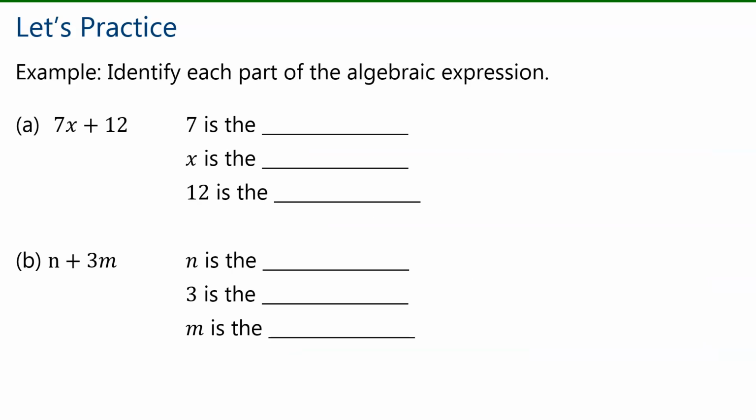And then one last example. We have to identify each part of the algebraic expression. What is 7 called in 7x plus 12? That is called the numerical coefficient, or just coefficient. X is the variable, and 12 is the constant. Now for b, we have n plus 3m. N is the variable, 3 is the coefficient, and m is a variable as well. So it is possible to have multiple variables, multiple coefficients, even multiple constants in an expression.